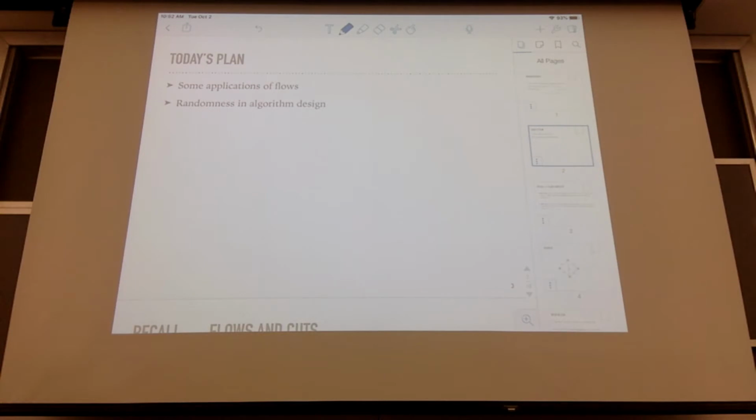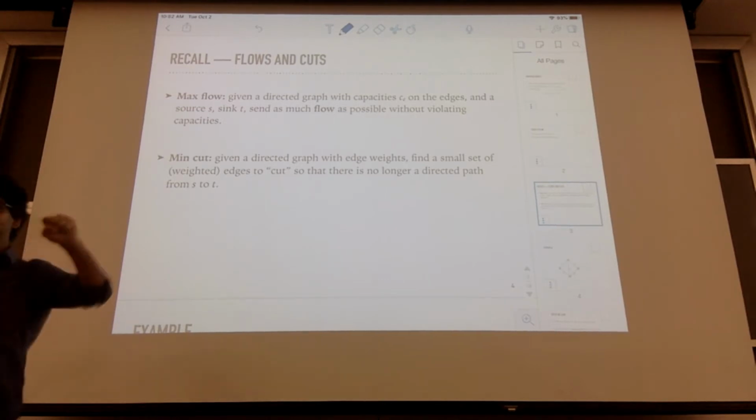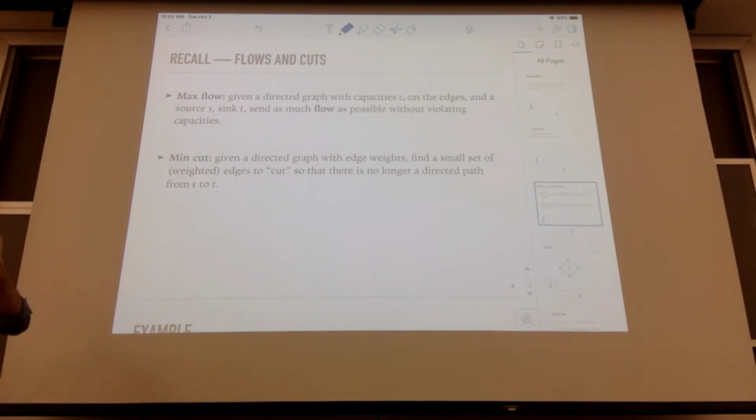Okay. So let's start by recalling what we saw last week. We saw two problems and we saw connections between them. One is the max flow problem, where you're given a directed graph. You had a source and a sink. Every edge had some capacity, which is the amount of flow that could flow through it. And you wanted to route as much flow as possible without violating any of these edge capacities. So that was max flow.